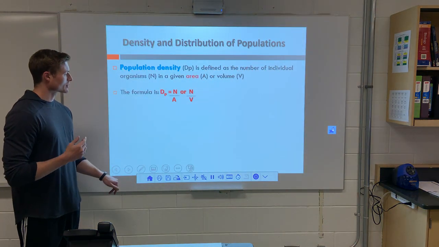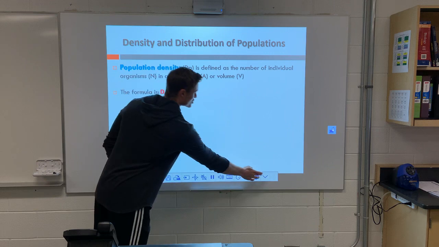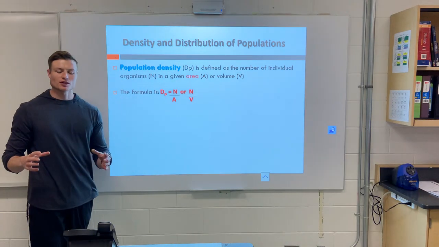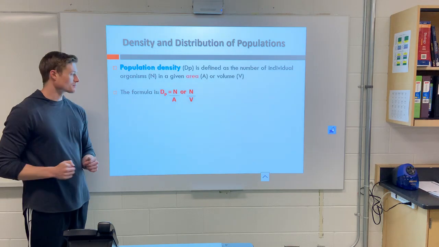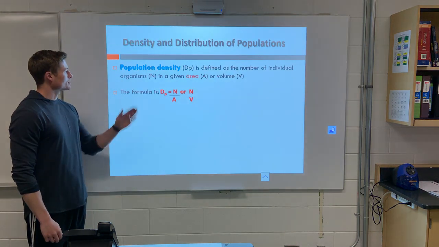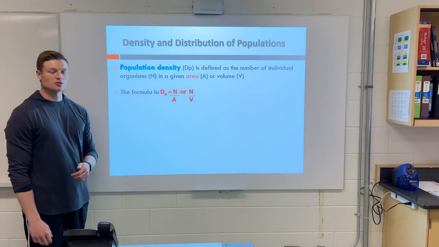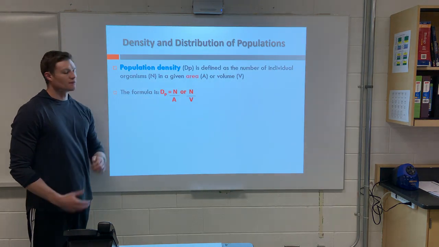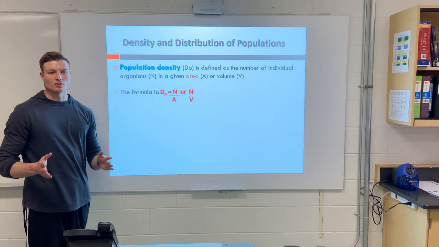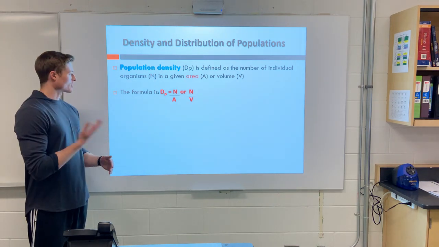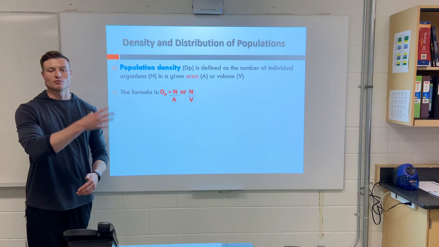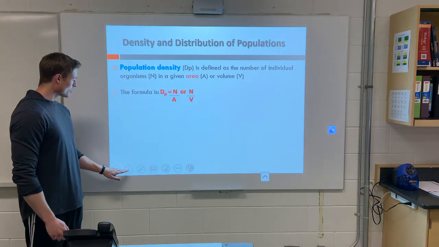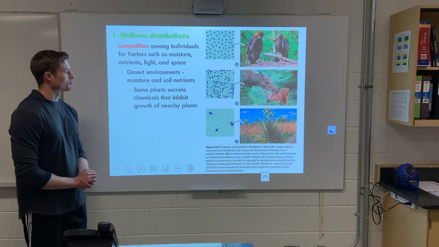So the first thing we want to look at here is the formula for population density. Population density is simply how many organisms are in an area at a given time. So the density is N, the number of individual organisms, divided by A, the area, or V, the volume, depending on what we're talking about. To figure out how dense something is, you would take the number of organisms in that area and divide by the total area.